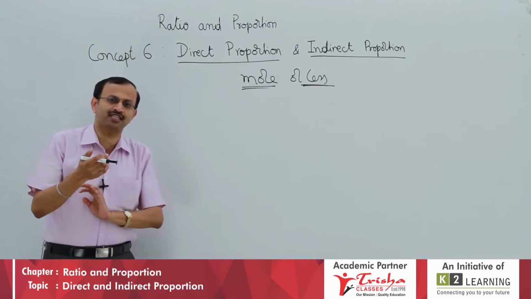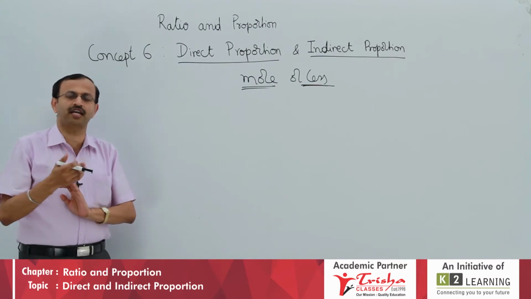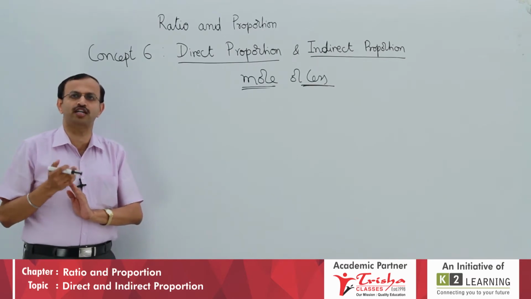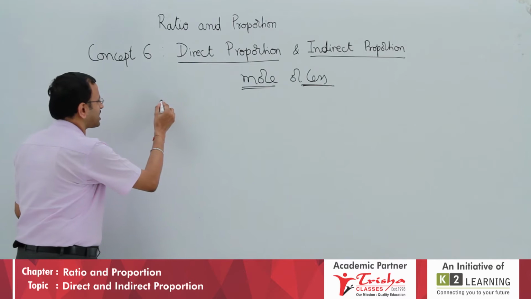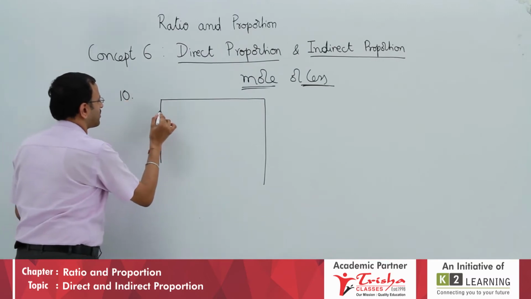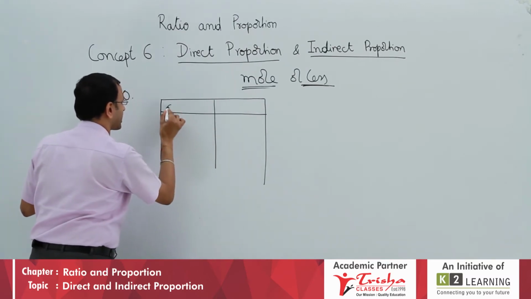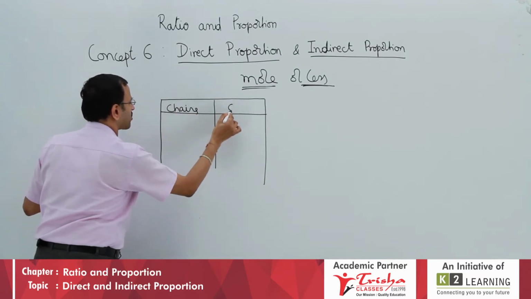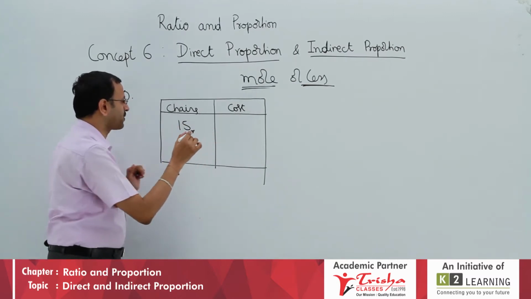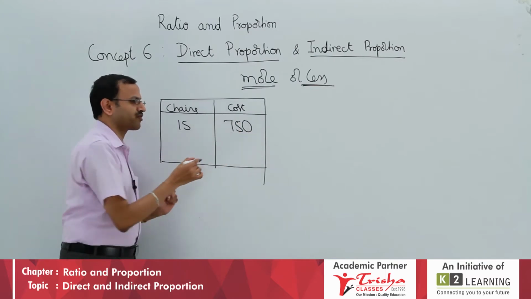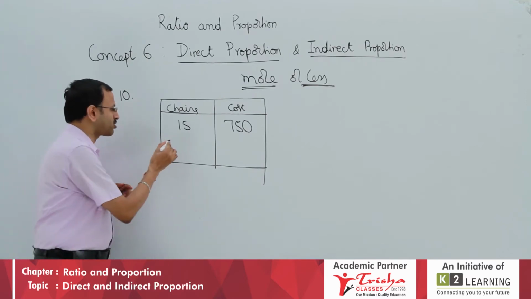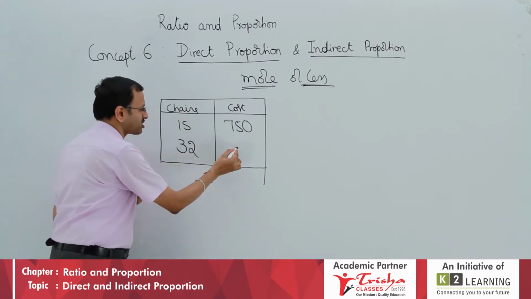How to go about it? Let us take your next example, problem number 10. If 15 chairs cost rupees 750, what will be the cost of 32 chairs? Students, let us write this example, problem number 10. 15 chairs, we will write chairs here, and here we will write cost or amount. 15 chairs will cost you rupees 750. Students, refer to your question. 15 chairs will cost 750. What will be the cost of 32 chairs? 32 chairs will cost how much?